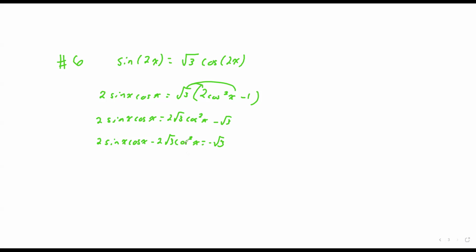Would this be getting any easier? So I can see I could probably take a cosine x out. Actually, let's take a 2 cosine x out to have just a little less to deal with. So I'd be left with sine x minus square root of 3 cosine x equals negative square root of 3.